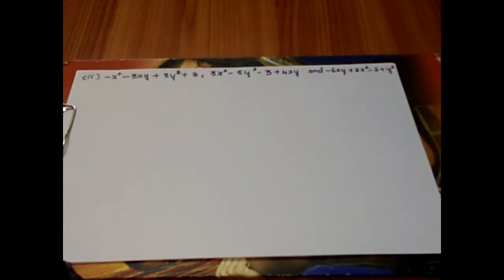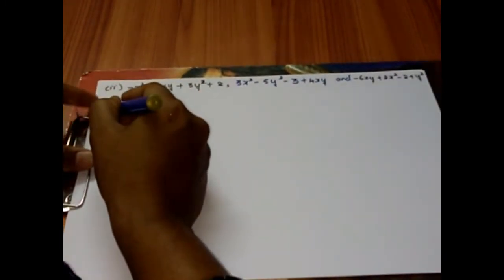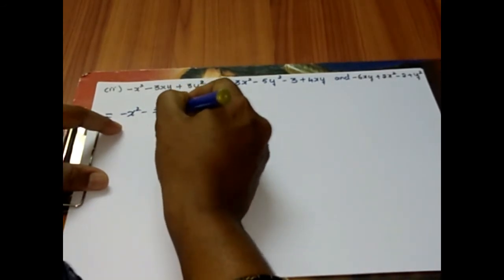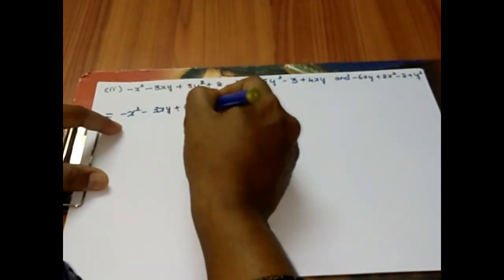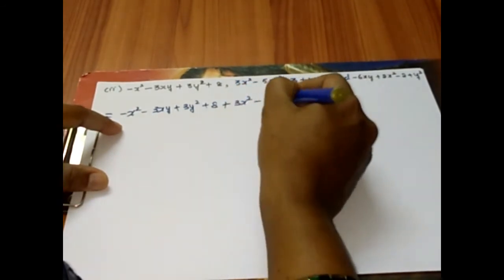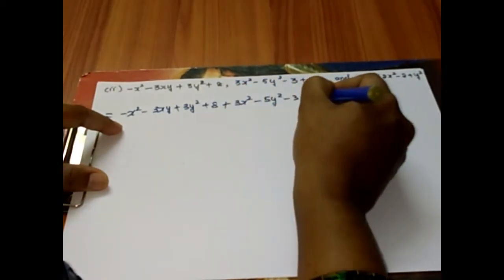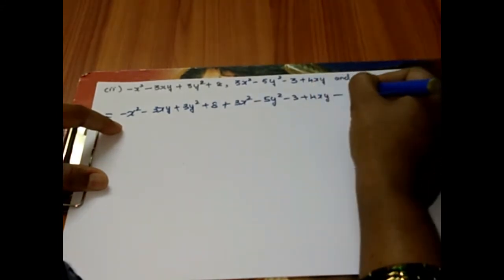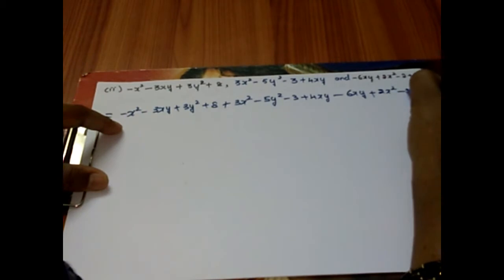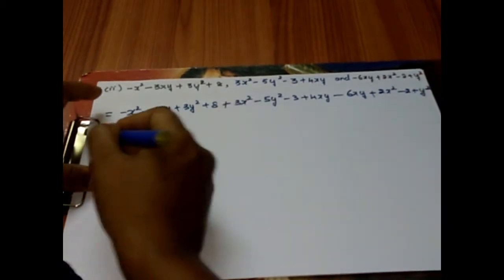So next question. Question number 2. So let's write with the plus sign. Minus x square minus 3xy plus 3y square plus 8 plus 3x square minus 5x square minus 3 plus 4xy minus 6xy plus 2x square minus 2 plus y square.